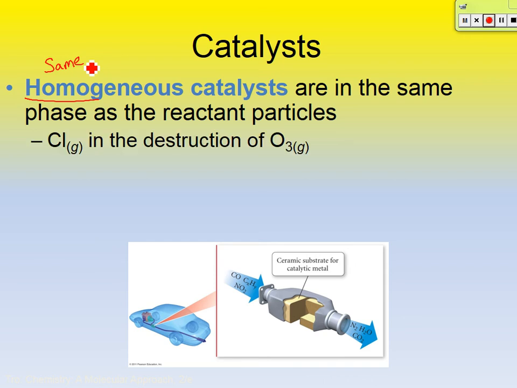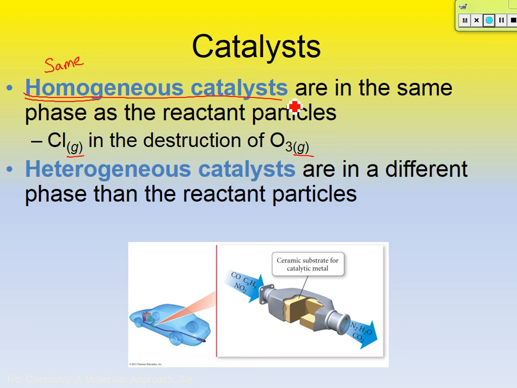For example, if chlorine is our catalyst and it's in the gas phase, and our reacting particle ozone, O3, is also in the gas phase, notice they're in the same phase, same meaning it's a homogeneous catalyst. But catalysts don't always have to be in the same phase. There are what are called heterogeneous catalysts.